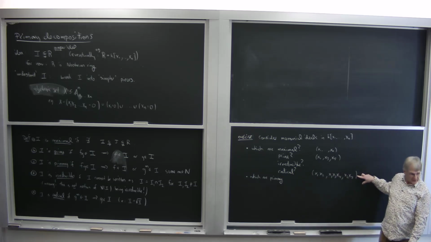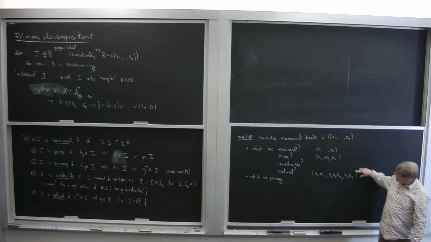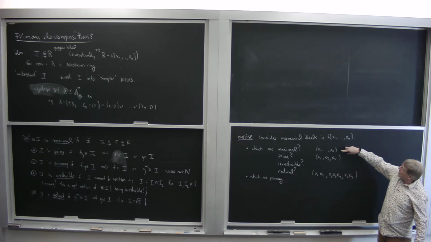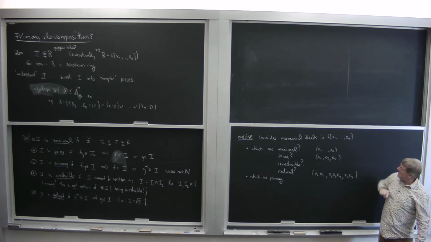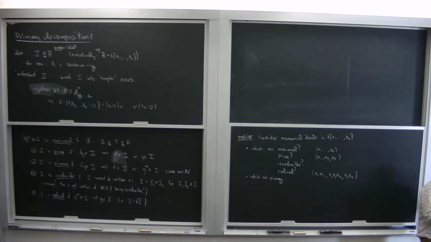They're square-free monomial ideals. They're ideals generated by square-free monomials. Maximal prime monomial ideals is one. This one here. You can think about it, and you can figure out which ones are prime. Those are pretty straightforward as well. But irreducible and primary are a little bit more interesting.